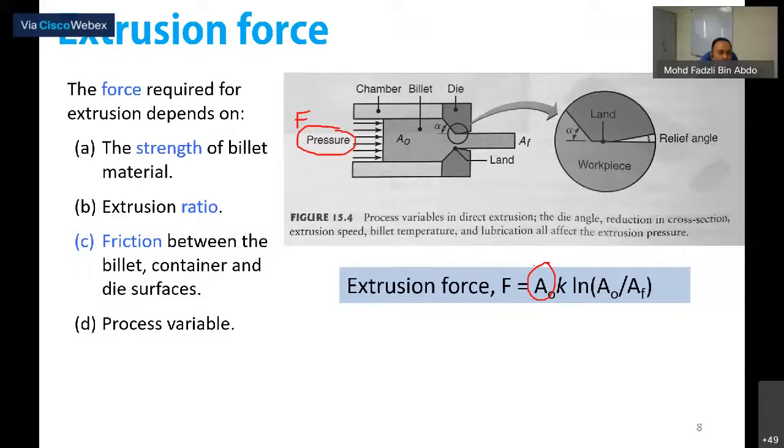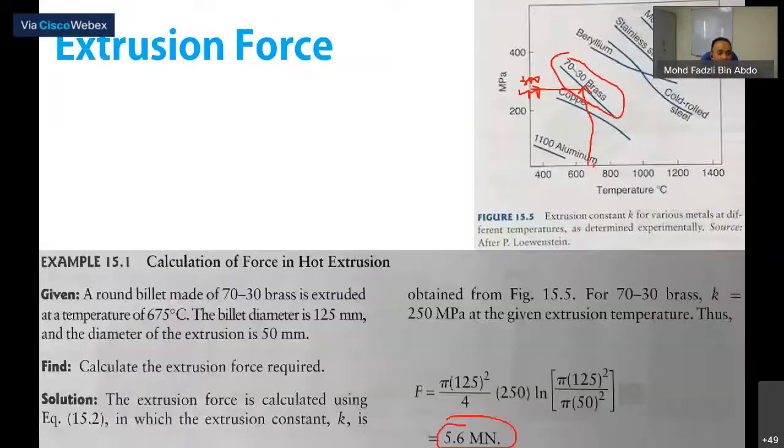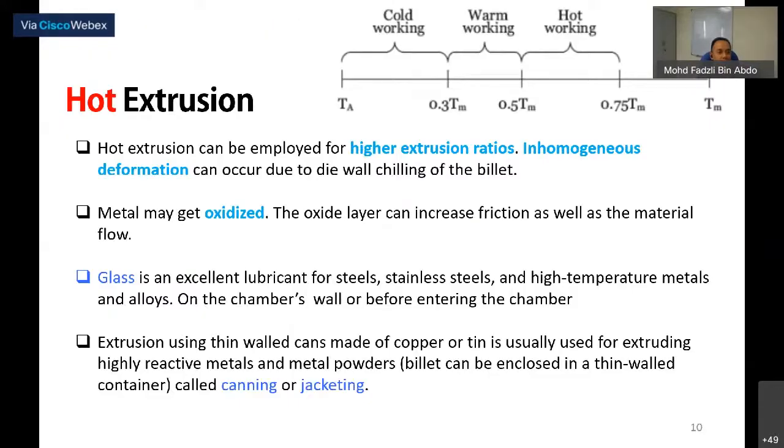Ataupun pressure. Bila pressure kita bahagikan dengan ni lah. Bahagikan dengan area. Dapatlah pressure. Okay. This is the extrusion force. Okay, this is the hot extrusion.